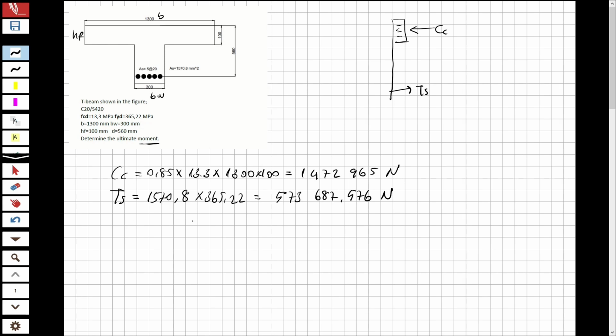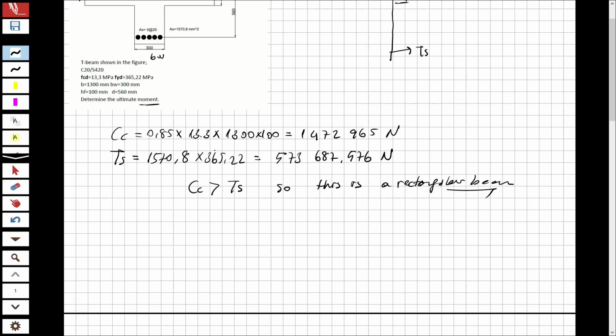And now let's make a comparison. You can see that the compression concrete is greater than the tension steel. So this is a rectangular beam. Okay. Now the behavior will be like a normal rectangular beam.